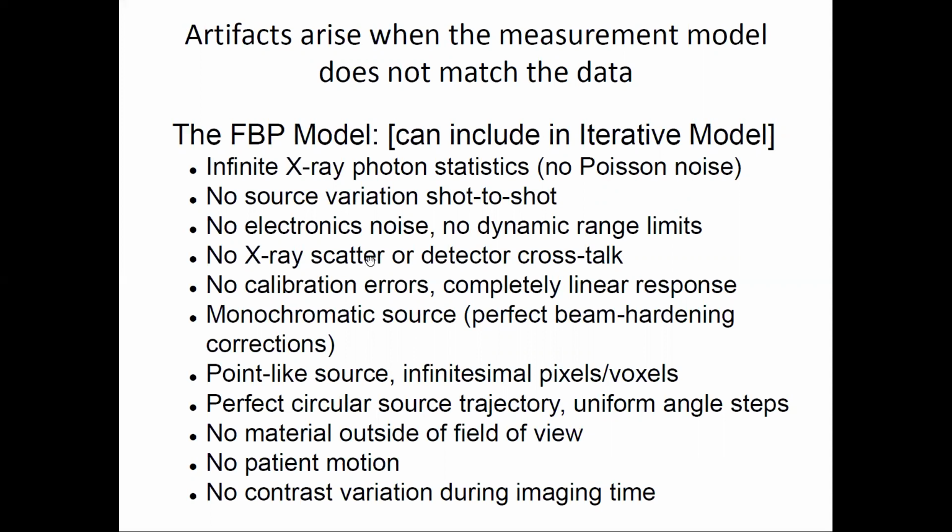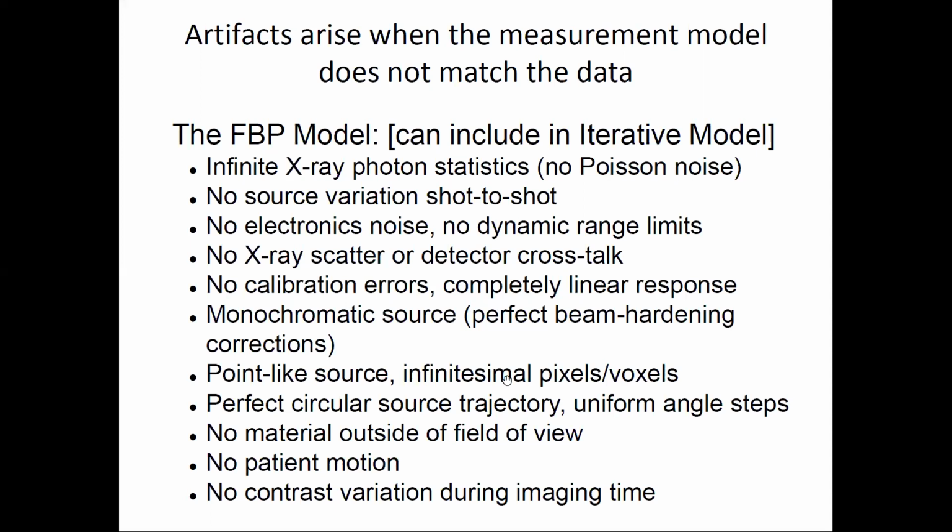These things all assume that you have infinite X-ray photon statistics with no Poisson noise. You have no source variation shot to shot. That's not the way real sources work. You'll see variation frame to frame as the source goes around, also in its mechanical position. There's no electronics noise, no dynamic range limits in your data acquisition. There's no X-ray scatter, so scatter is a background. There's no detector crosstalk. There are no calibration errors. Completely linear response everywhere. It's a monochromatic source, which means all the X-rays have the same energy, and you're having what's called Beer's law. We'll come back to that, where it's just a single exponential. That's not really the case. So that's an approximation which can give you artifacts, in this case beam hardening artifacts.